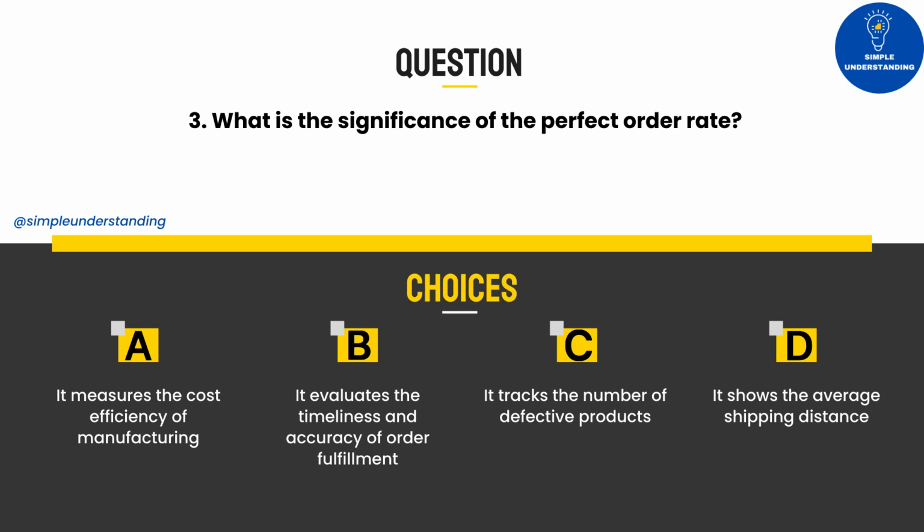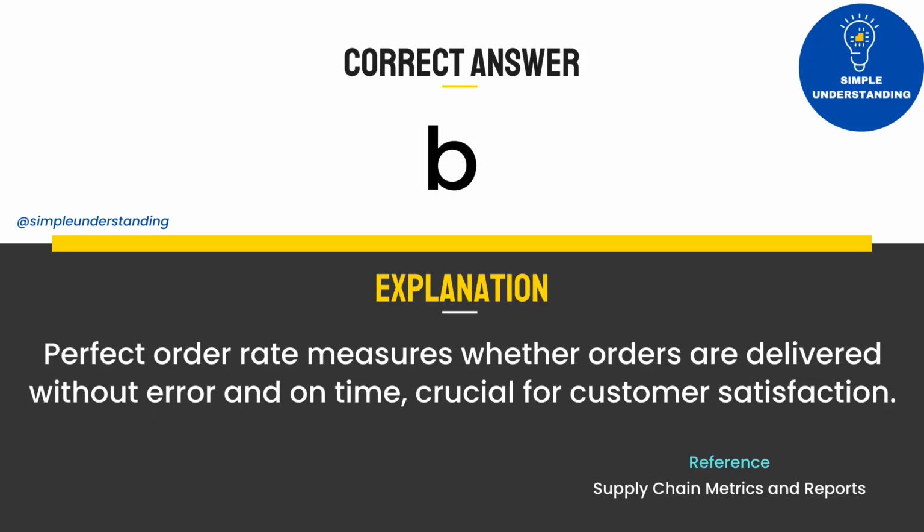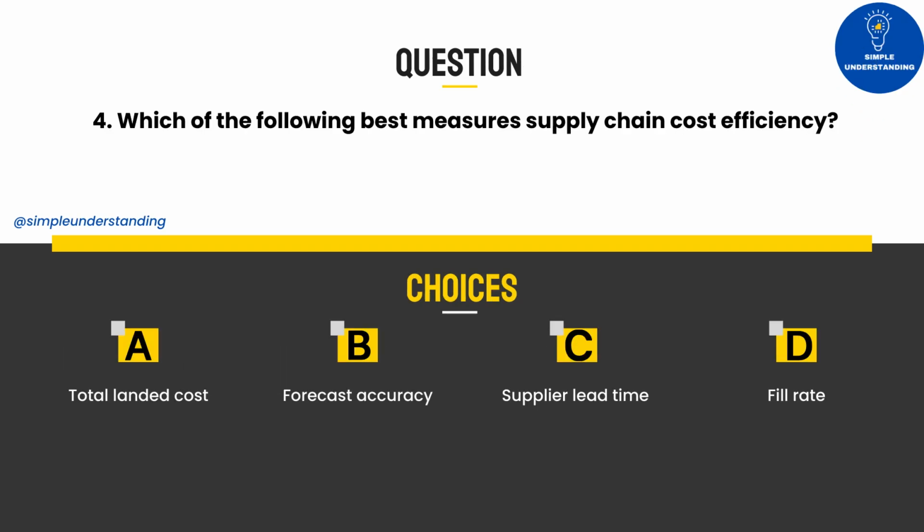3. What is the significance of the perfect order rate? A. It measures the cost efficiency of manufacturing. B. It evaluates the timeliness and accuracy of order fulfillment. C. It tracks the number of defective products. D. It shows the average shipping distance. Correct answer: B. Explanation: Perfect order rate measures whether orders are delivered without error and on time, which is crucial for customer satisfaction.